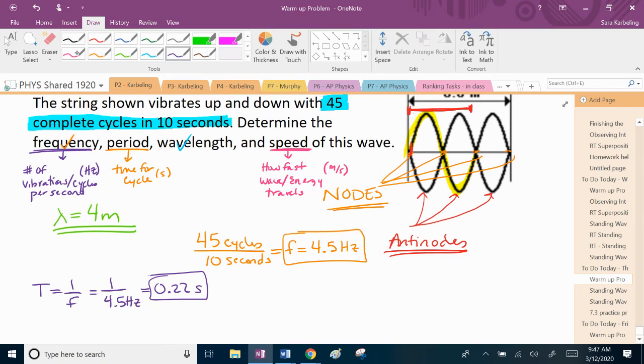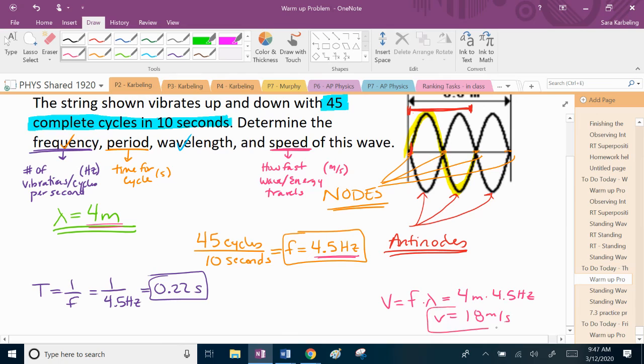And then how do you do speed? Wavelength times frequency, right? V is equal to F times lambda. So I've got a frequency of 4.5. I've got a wavelength of 4 meters times 4.5 hertz gives you a velocity of 18 meters per second. Fantastic.